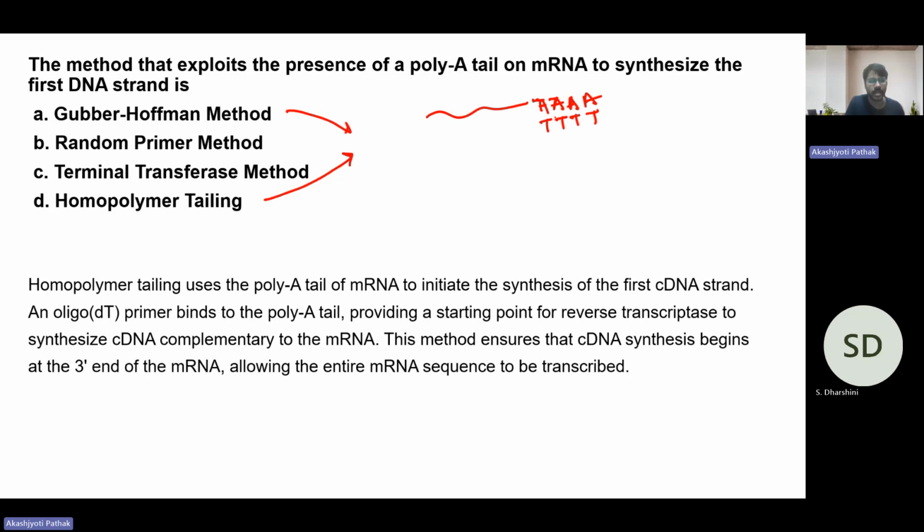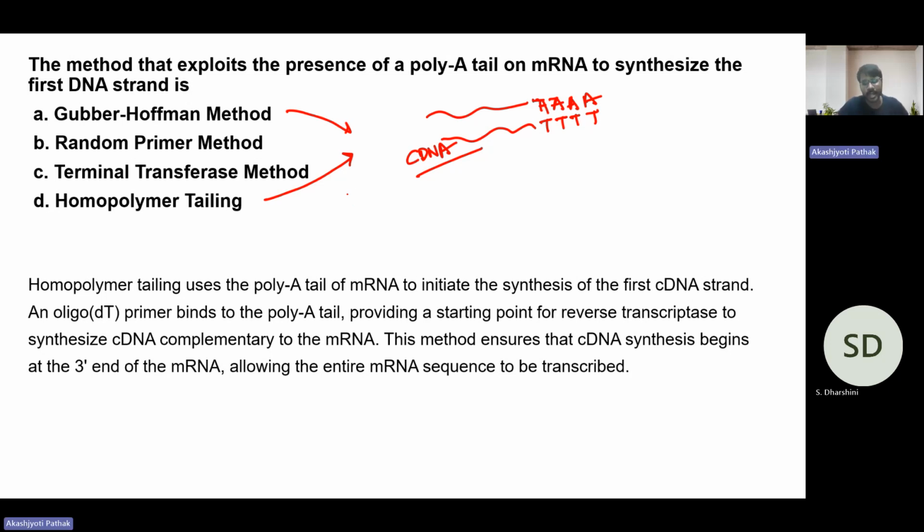So you are taking this oligo dT primer and then you are adding the enzyme and the dNTPs. When you add the dNTPs, the primer and the enzyme, reverse transcriptase enzyme, only then your first strand of cDNA will be produced. So actually, the answer for this question should be both option A and D, because in both the methods, you are exploiting the presence of poly A tail on mRNA to synthesize the first DNA strand.